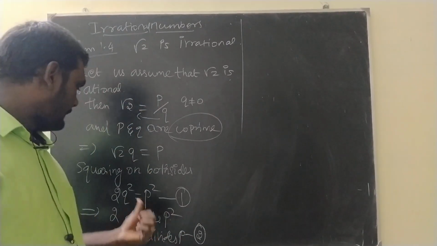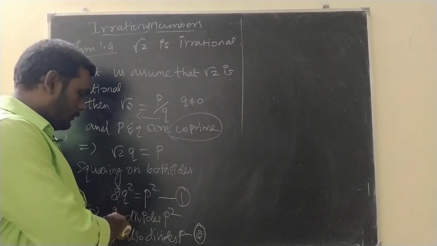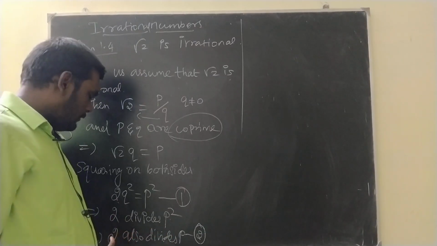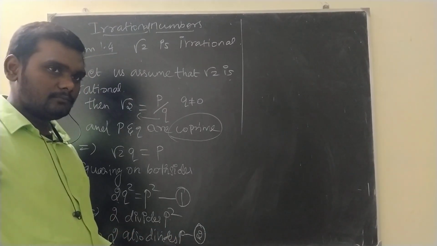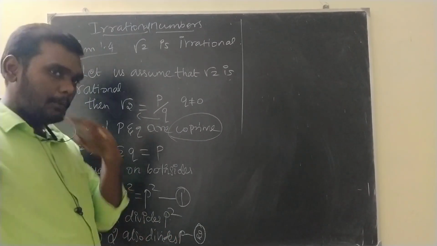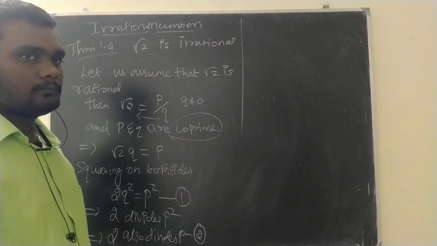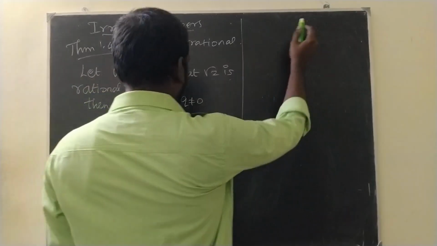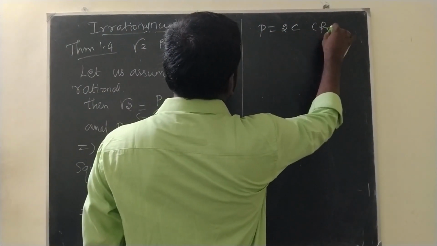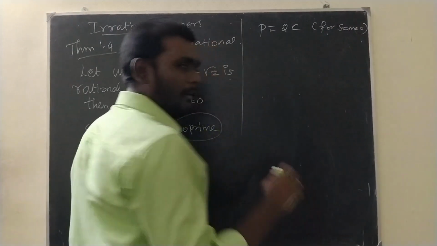Once again I repeat. Since P square is a multiple of 2, we wrote that 2 divides P square. Based on the theorem, we wrote that 2 divides P. Now we are going back in reverse: P is a multiple of 2. What multiple? We don't know what multiple. Then P is equal to 2C for some C.